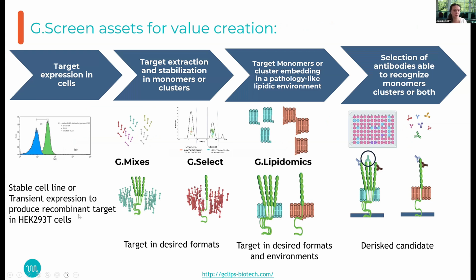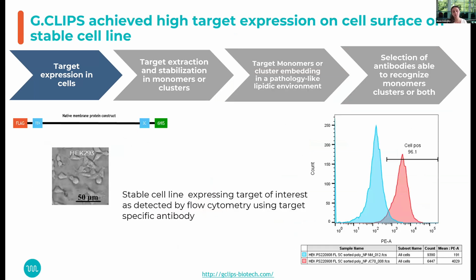We expressed the protein in mammalian cells without any modification, except for the tags, of course, for purification. We used our J-mixes and G.CLIPS assay to have the target in the desired format, reconstituted it in nanodisk for the future characterization, and did some G-validation assay for the hits that we got. Expression went very well. We had established a stable cell line to have the protein well expressed on the cell surface.